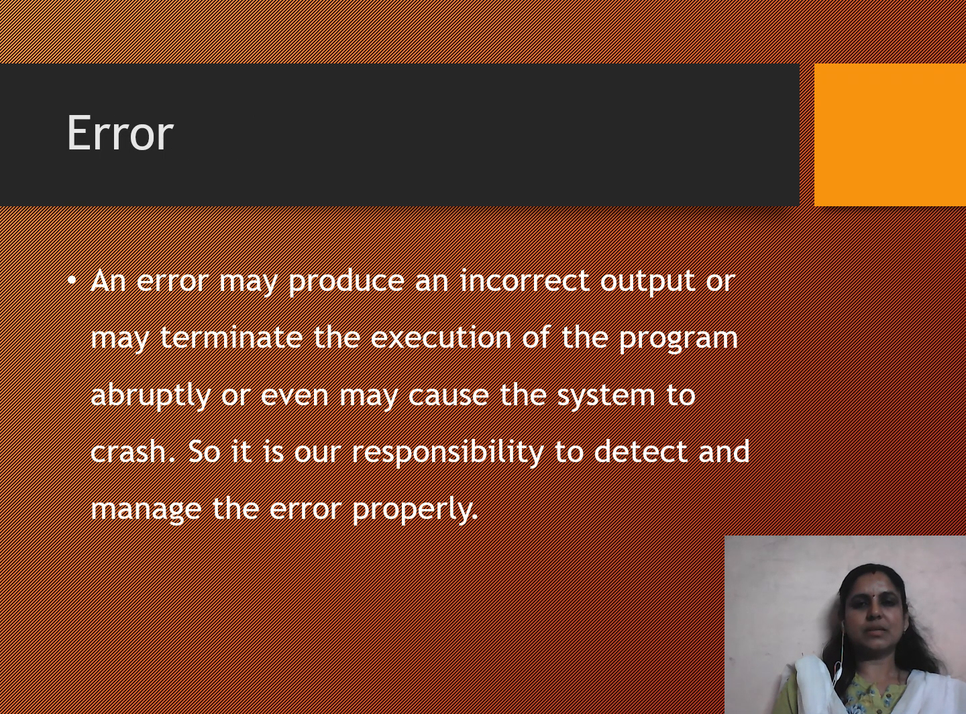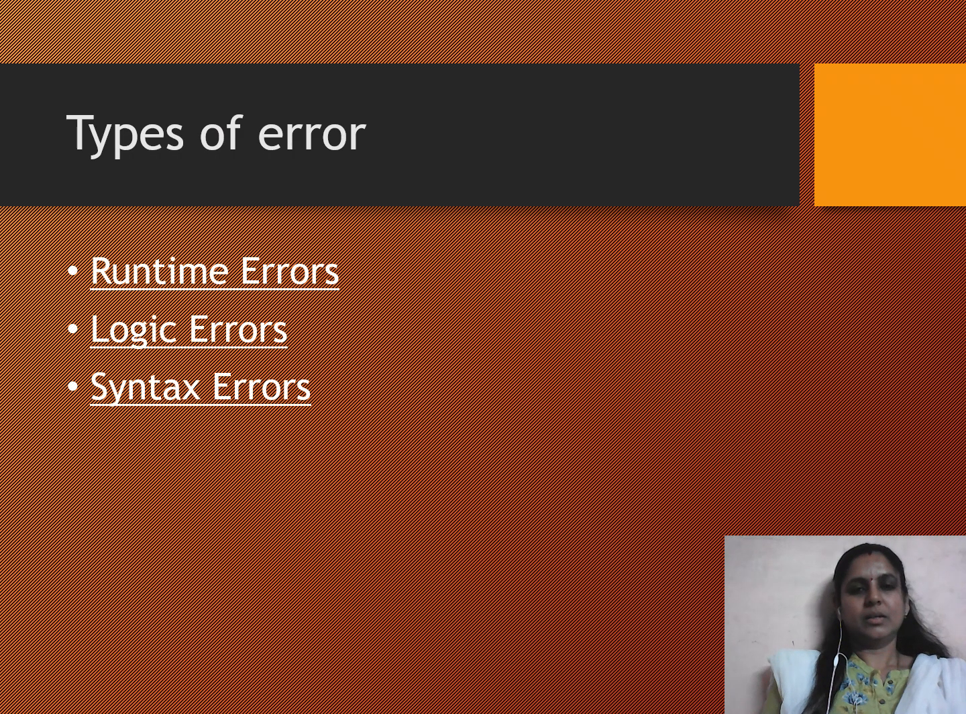Now we are going to see what an error is. An error produces an incorrect output, or it terminates the execution of the program abruptly, or may even cause the system to crash. So it is our responsibility to detect and manage the error properly. We are going to see the types of errors. The first one is runtime error, the second one is logic error, and the third one is syntax error.